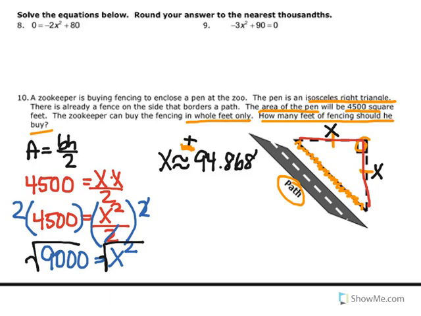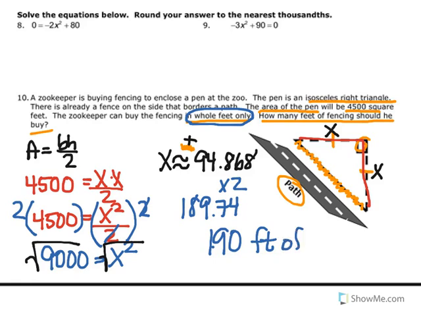Now this doesn't answer the question because we need to find out how many feet he needs to buy, and he can only buy in whole feet. So x represents only one side, and so we have to do this times 2. So if we multiply 94.868 times 2, I get 189.74 approximately. But we want to get whole feet only, so we're going to have to round up to make sure he has enough. So the zookeeper needs to buy 190 feet of fencing.